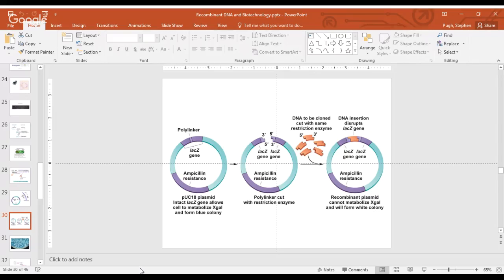And then we simply put that plasmid back into a host cell. We identify those cells because that cell is ampicillin resistant and cannot use lactose as an energy source.